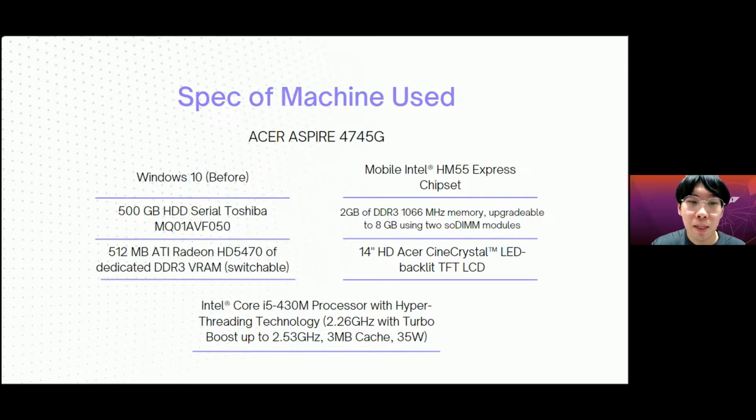The processor is an Intel Core i5 430M processor with Hyper-Threading technology, 2.26 GHz with Turbo Boost up to 2.53 GHz, 3 MB cache, 35 watts.